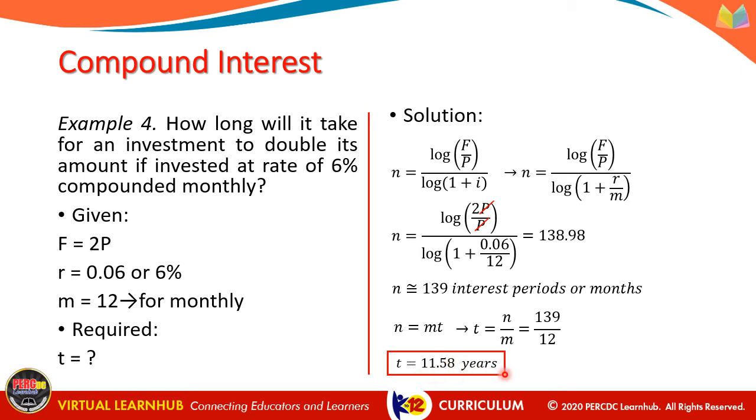Okay? In this problem, you can actually answer 139 months. Okay? If you want the answer to be in terms of months. In this case, we chose to answer in years, so t is equal to 11.58 years. Okay?